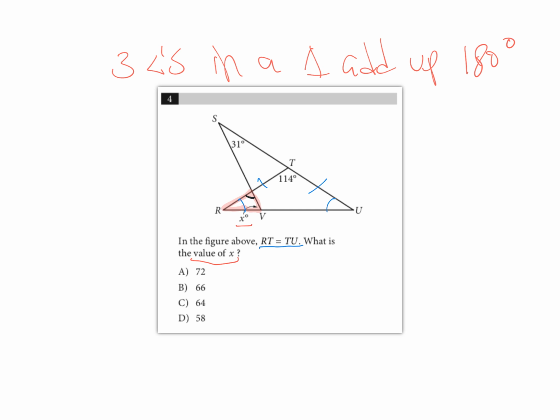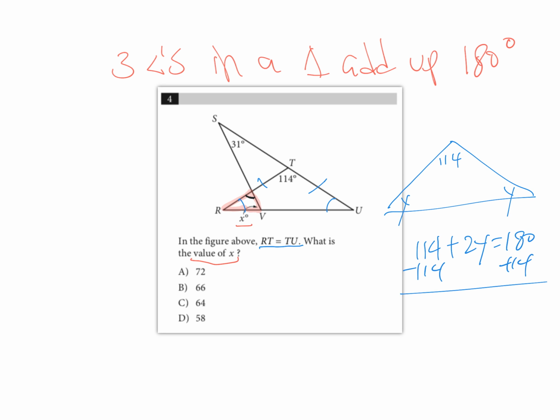Let's go and solve for angle R first. I'm going to redraw this triangle to the right. So I have this triangle right here, this 114. This is, let's call it Y, and let's call that Y, because we know that they're congruent. And I know that the three angles in a triangle equal 180. So 114 plus 2Y equals 180. Minus 114 from both sides. 2Y is equal to 66. Divide both sides by 2. Y equals 33. All right, I'm getting close now. So I know this R right here is 33 degrees.